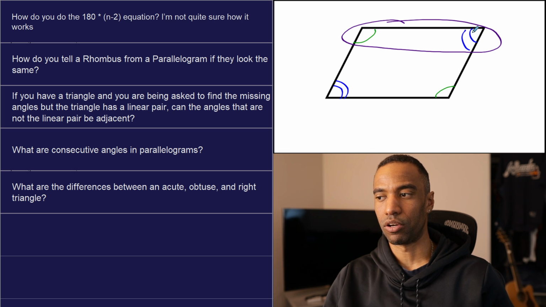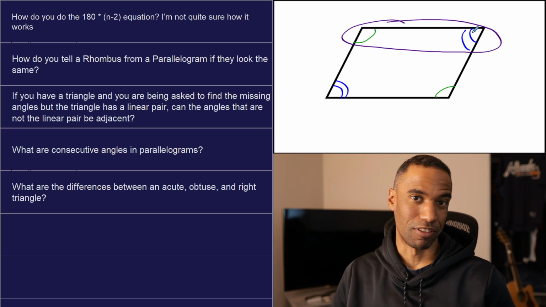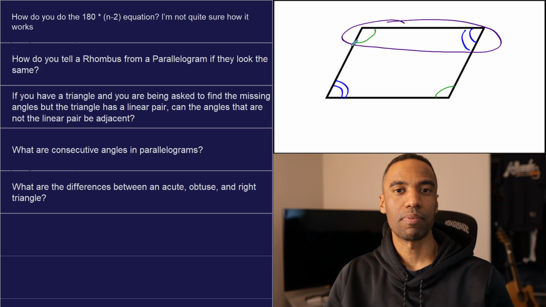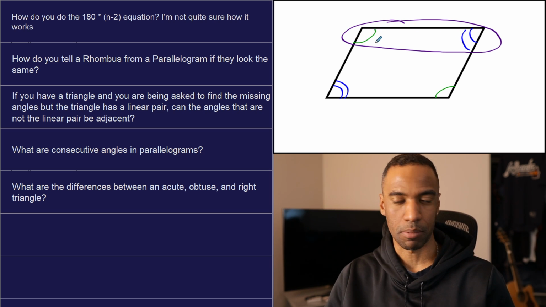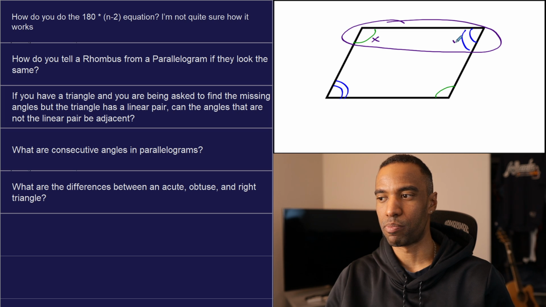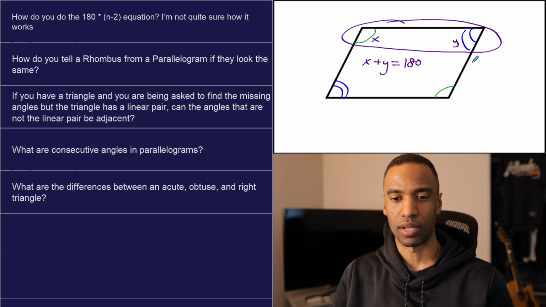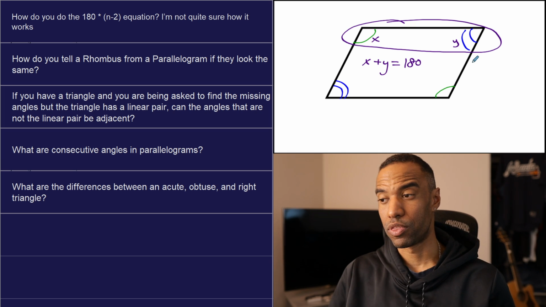This angle and this angle, they're not adjacent. The vertices are adjacent. They're not adjacent angles, but they are consecutive angles, one after the other. Something in a parallelogram says consecutive angles are supplementary. If this measures x and this measures y, in any parallelogram, x plus y equals 180. So when you hear consecutive angles are supplementary, that's what that means right there. Anyway, hope that answers that.